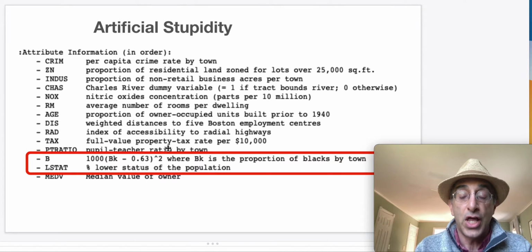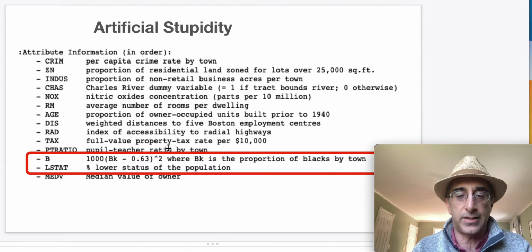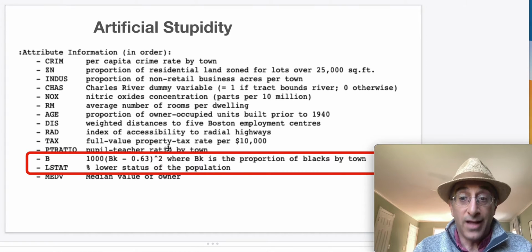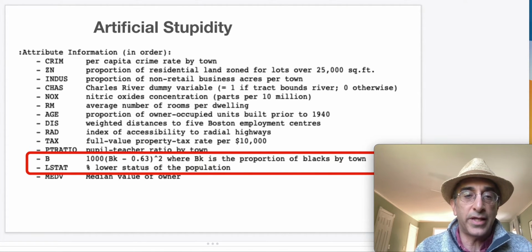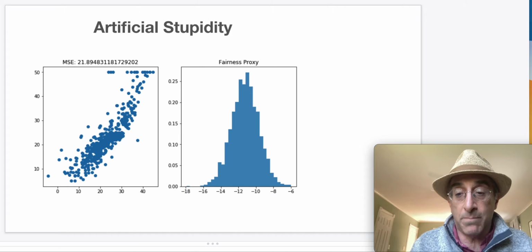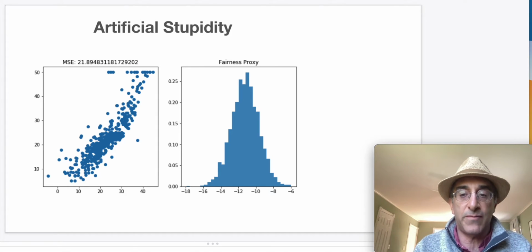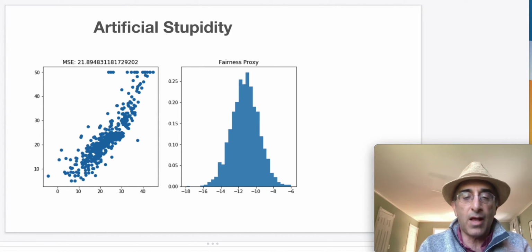Oh, look here. The data contains information about how many black people live in this neighborhood. Oh, and what's the socioeconomic status? Could there be bias here? Of course there can. How do we deal with it? Well, one, we need to be able to measure bias. And there's some fancy math where you can measure fairness proxies. Negative numbers are bad, so this is actually bad, right?